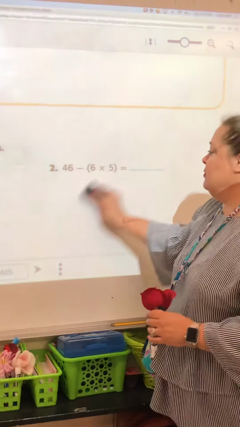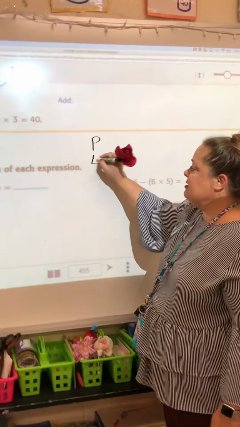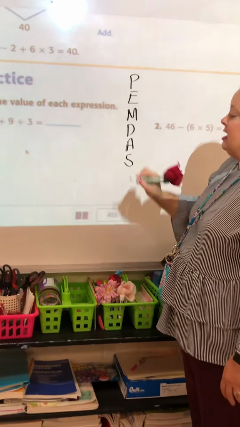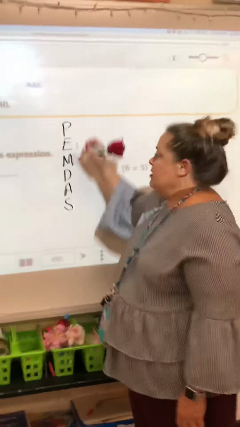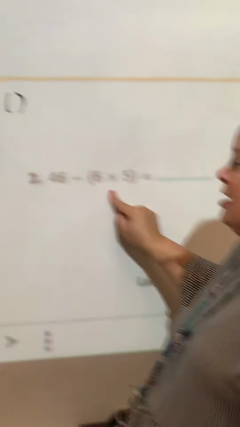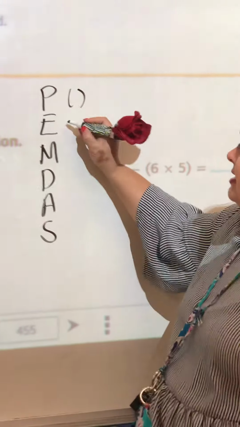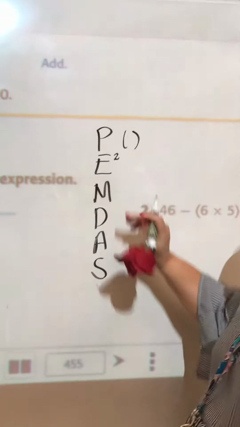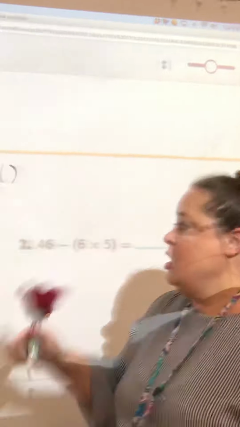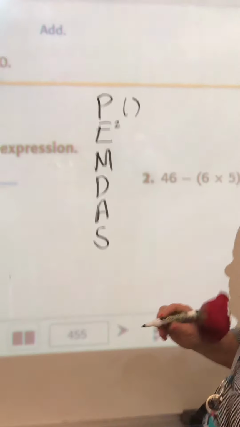We have to follow a set of rules, and we use the funny sentence, "Please excuse my dear Aunt Sally," to help us remember that. The P stands for parentheses. You always do parentheses first. So in this equation, I would do the parentheses first. E stands for exponents, which is like a little small number up here, like when we do something that's squared. We won't deal with those too much in 4th grade, but you will next year.